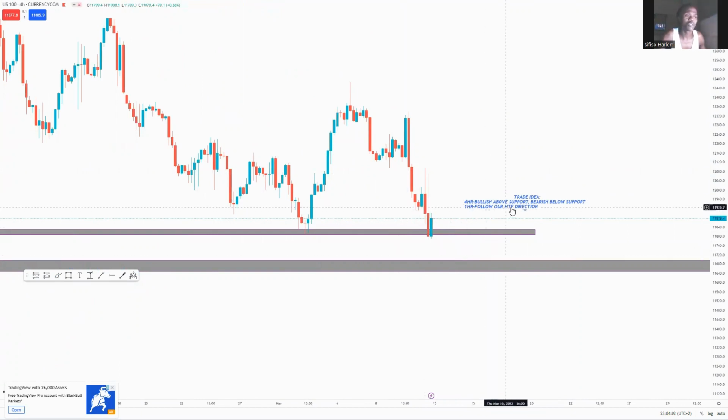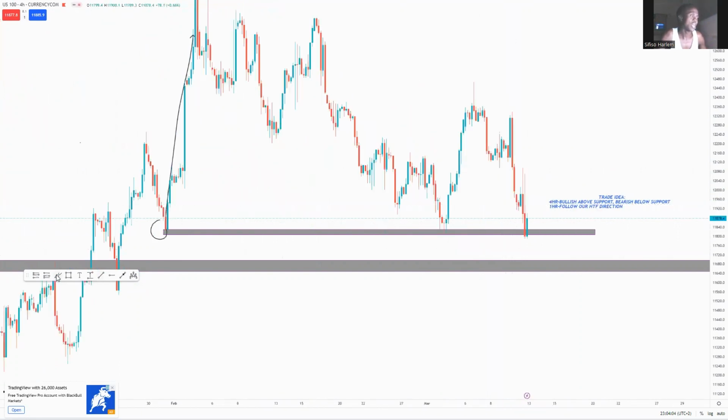So on the hourly, I just want to follow my higher time frame confluence. Like I said, price came there, came back again, came back for the third time, right? So are we going to break or are we going to move to the upside? That's my take.